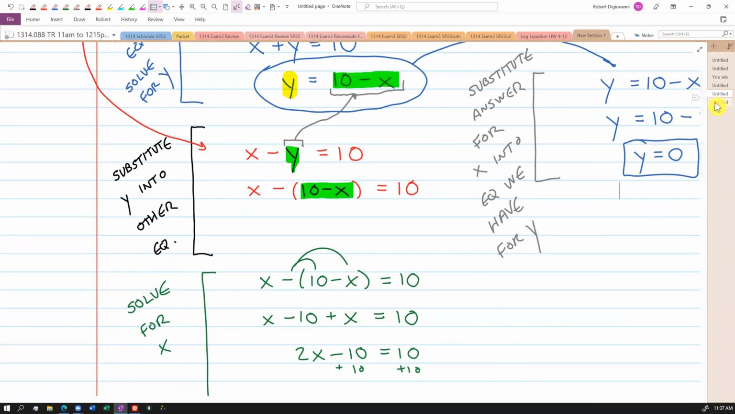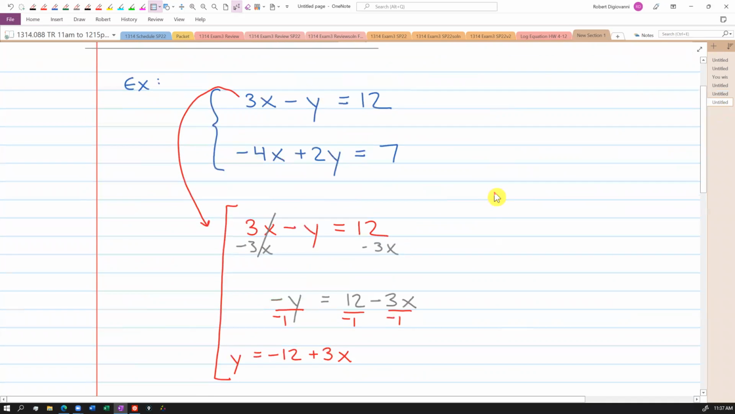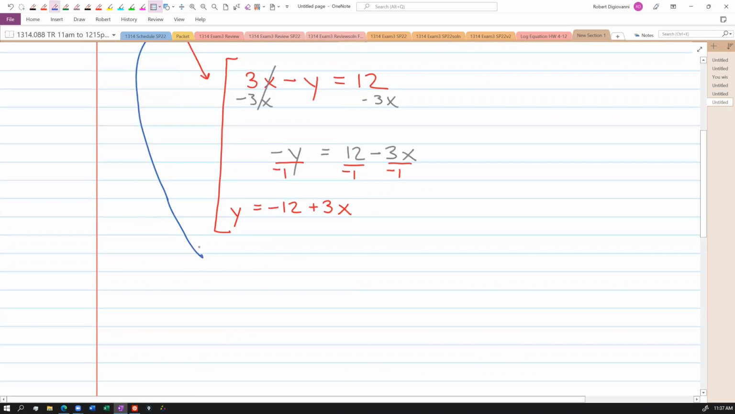So that means I'm going to write down the other equation. The other equation was this one. Negative 4x plus 2y equals 7. And I'm going to replace the y with negative 12 plus 3x.